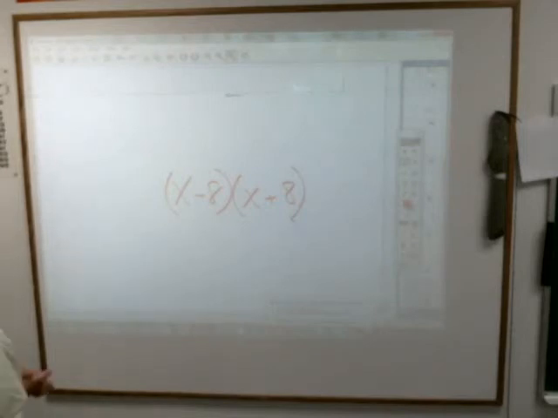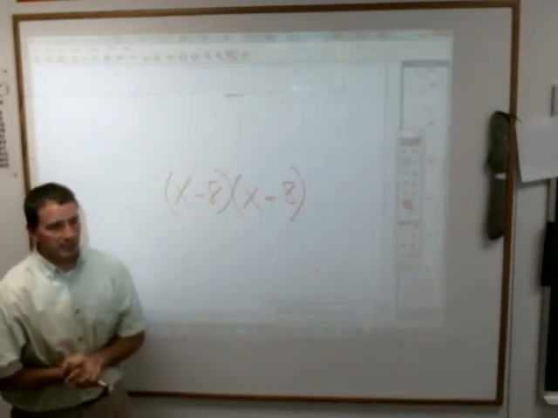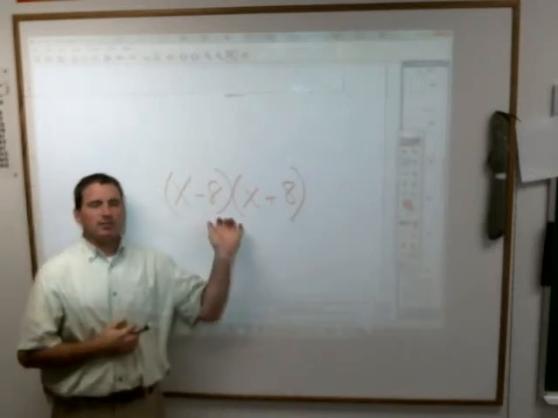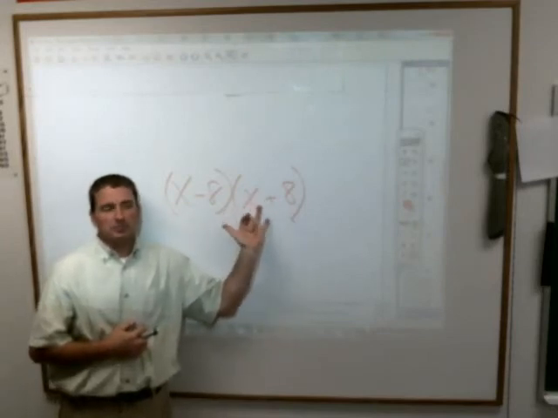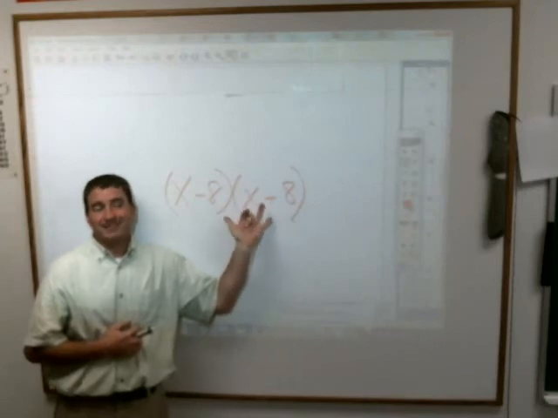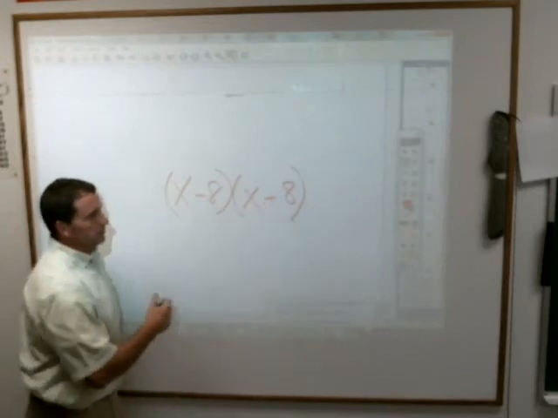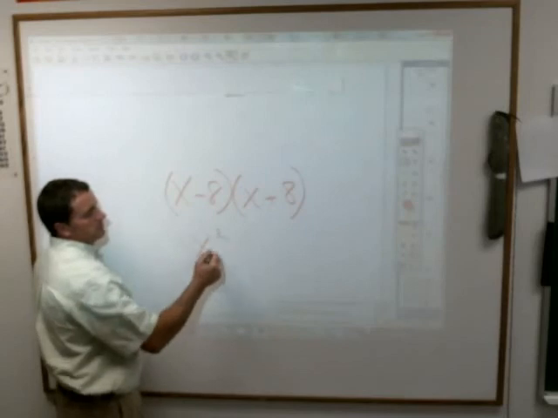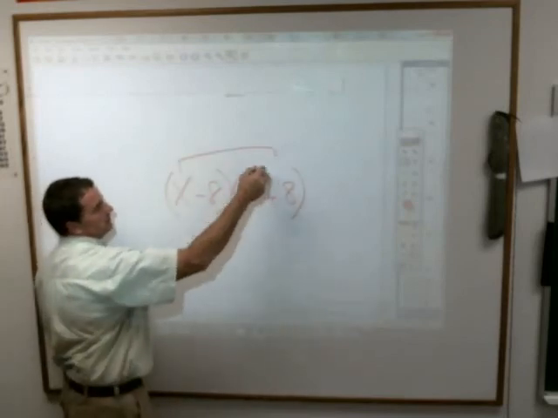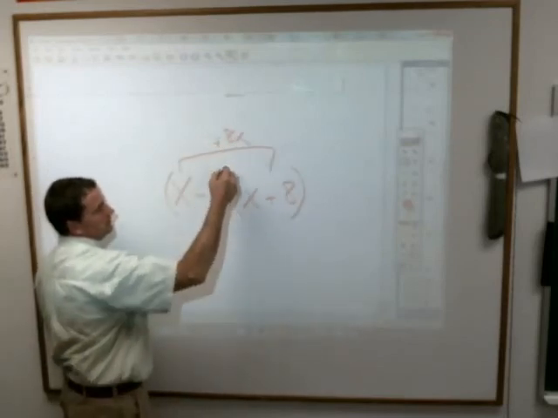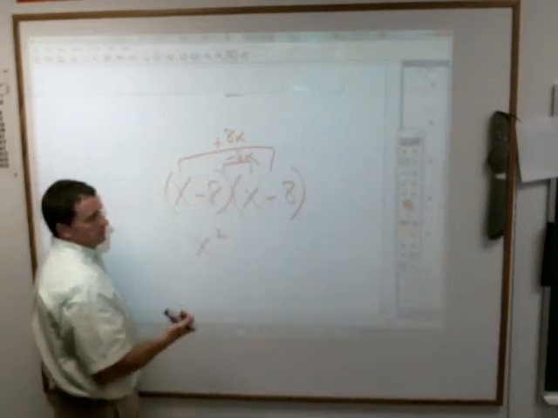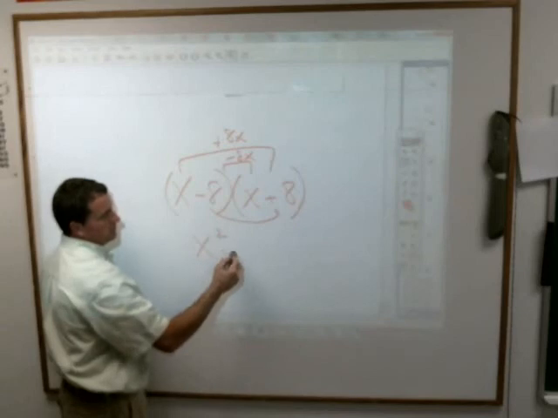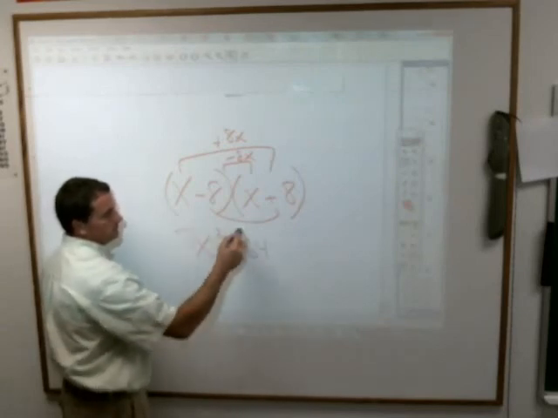What you will notice there, children, is this is kind of a special case. If your binomials are exactly alike except one's a minus and one's a plus, the middle term is going to drop out because they're going to be exactly opposites. In other words, when you do this out, your first term is x squared, your outside term is plus 8x, and your inside term is minus 8x. Putting those together, it goes away because they're opposites. And then your last term is minus 64.